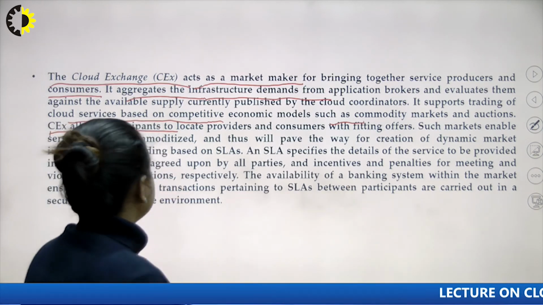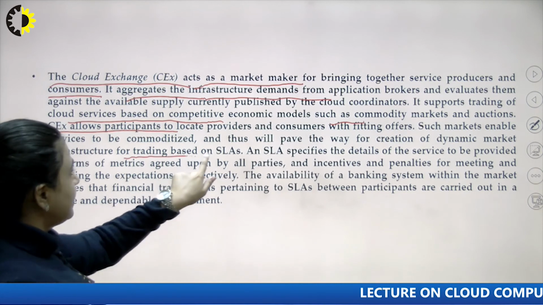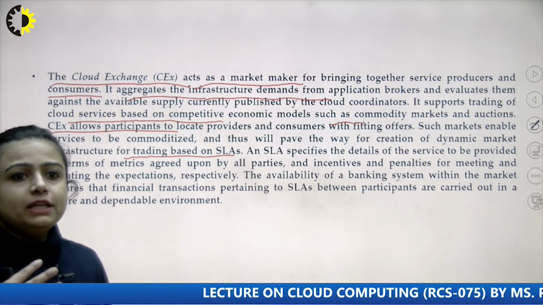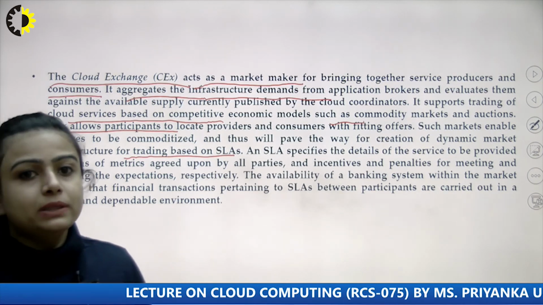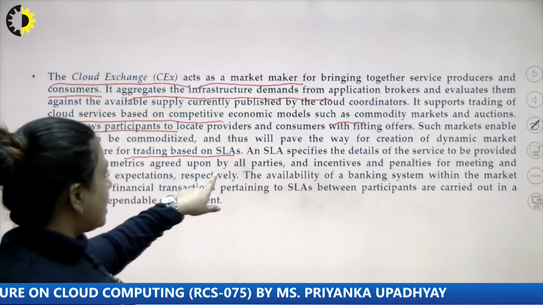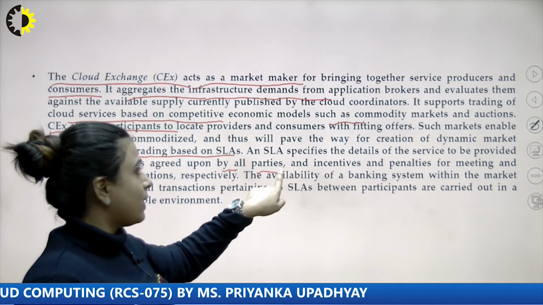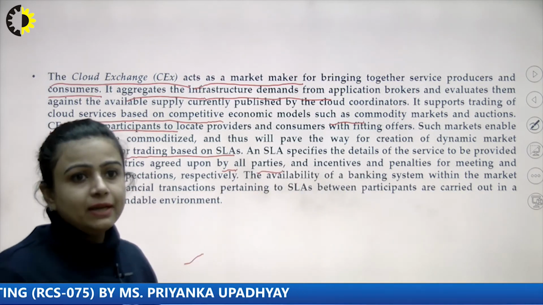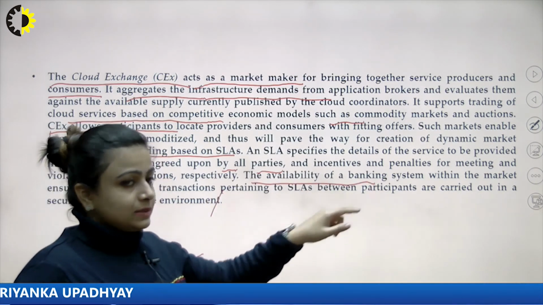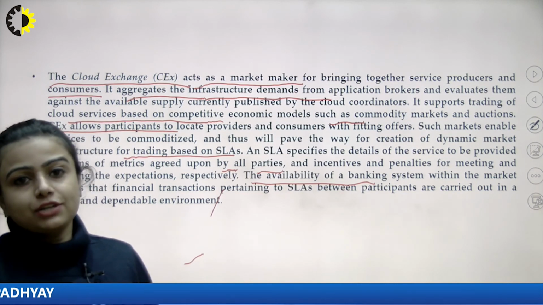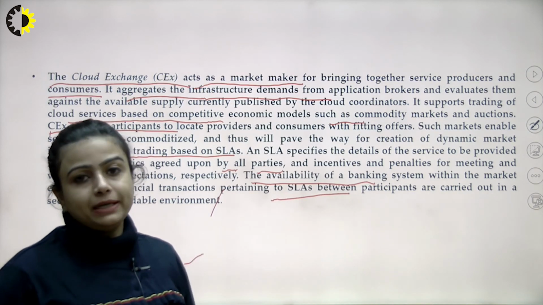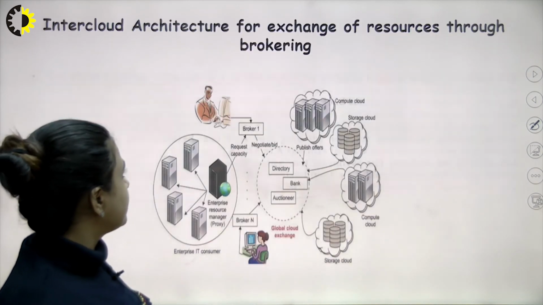So such markets enable the infrastructure for trading based on SLAs, and the SLA specifies the details of the service to be provided. If we talk in terms of the metrics agreed upon by all the parties, in terms of quality, cost, time and everything, there is a common agreement based on all parties, with incentives and penalties for meeting and violating the expectations respectively. Also, the availability of a banking system within the market will ensure the financial transactions pertaining to the SLAs between participants are carried out in a secure and dependable environment. So this is about your cloud exchange as a market.